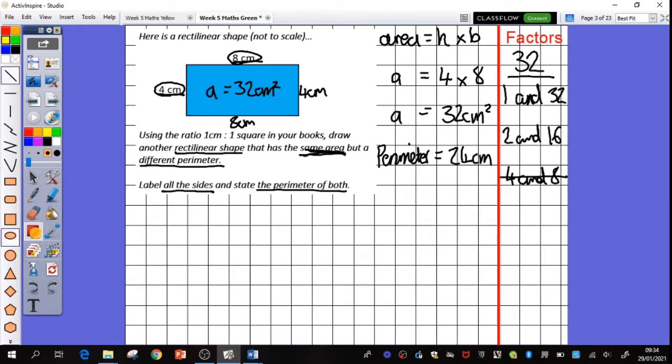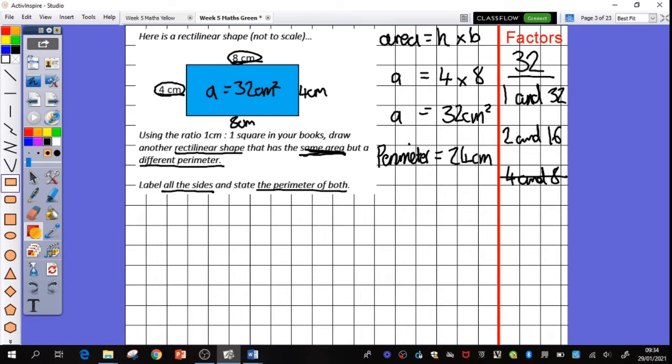So this is where using the ratio 1 centimetre to 1 square in your books comes in handy. So I'm going to fill that, there we go. Sorry, I'm using Mr. Small's board to do today's one. So I'm going to think, right, if I use 2 and 16, because I'm trying to draw 1 and 32, I don't have 32 squares going across or down, so I'm going to draw 2 and 16.